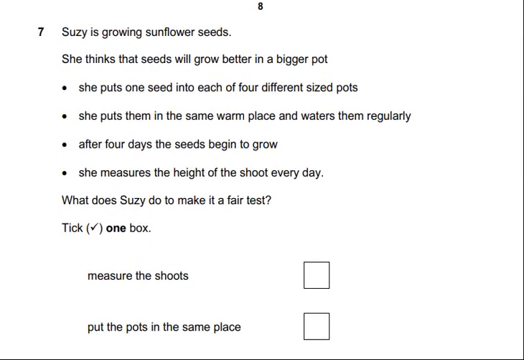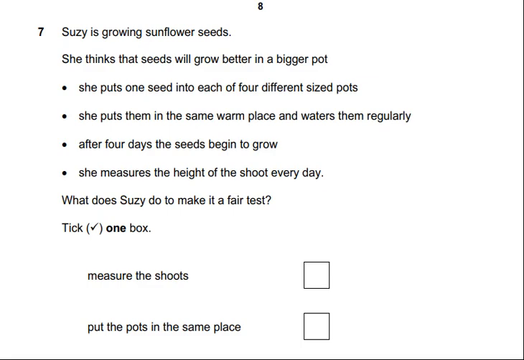Page 8. Question number 7. Susie is growing sunflower seeds. She thinks that seeds will grow better in a bigger pot. Point 1. She puts one seed into each of 4 different size pots. Point 2. She puts them in the same warm place and waters them regularly. Point 3. After 4 days, the seeds begin to grow. The last point, she measures the height of the shoot every day.